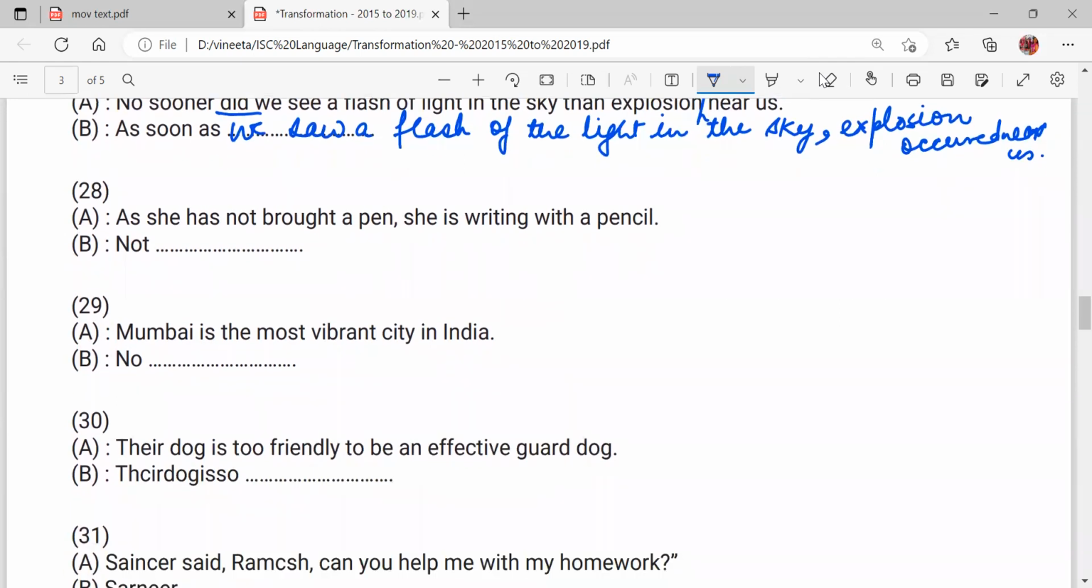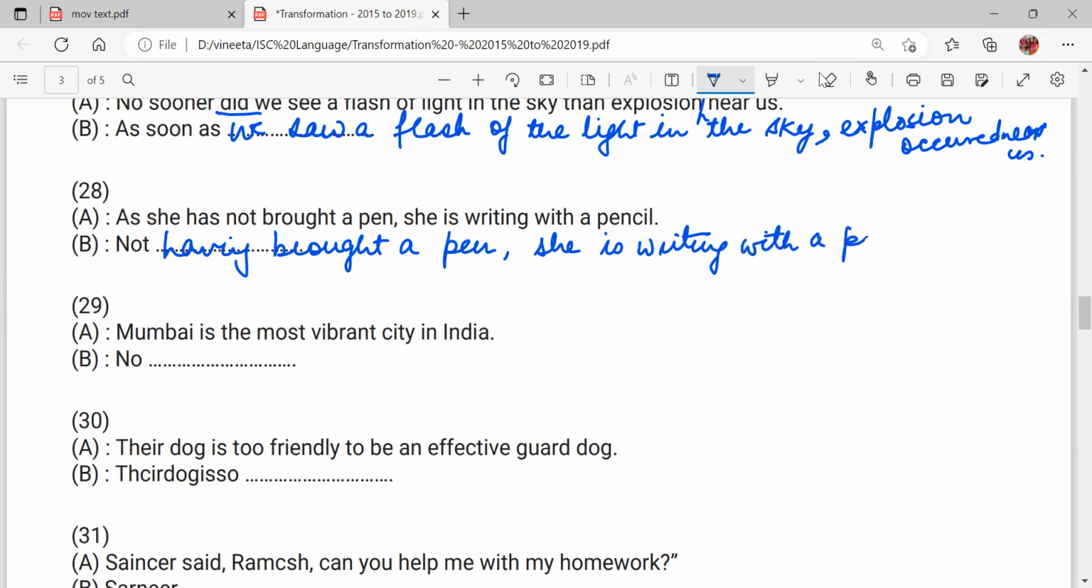Okay, next. As she has not brought a pen, she is writing with a pencil. Not having brought a pen, comma, she is writing with a pencil.